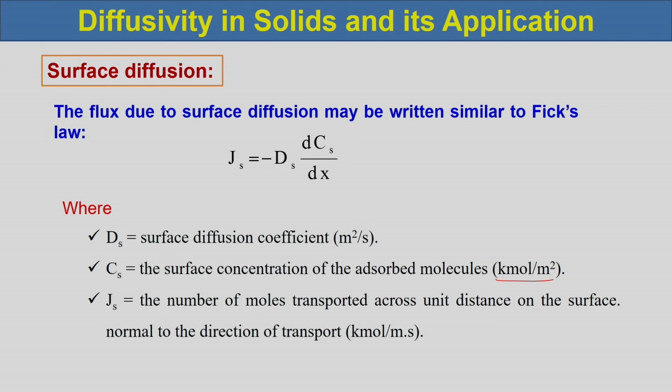So, J_s, the number of moles transported across unit distance on the surface normal to the direction of transport, is in the unit of kilomole per meter second.